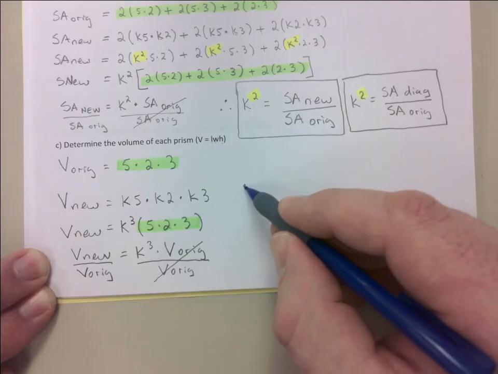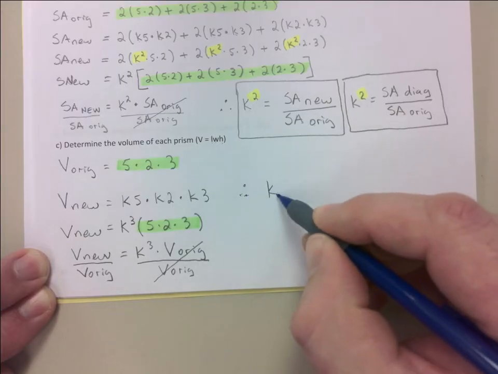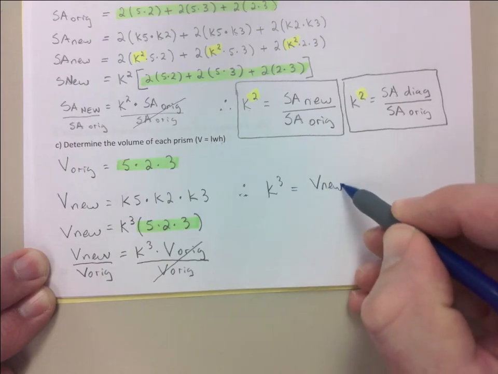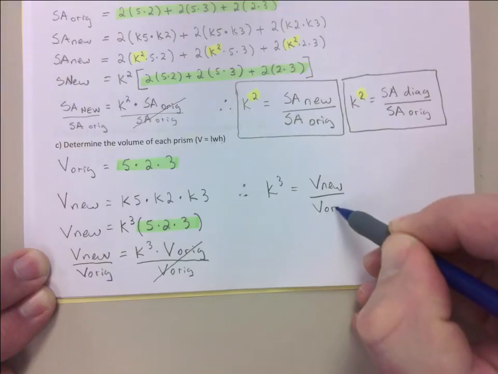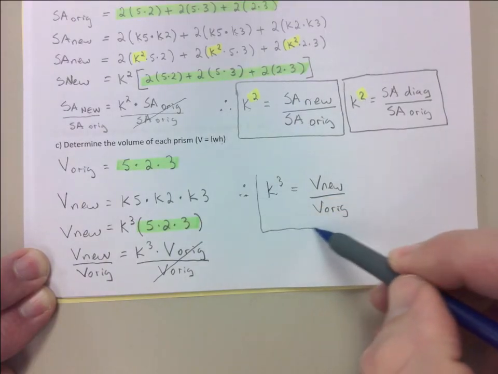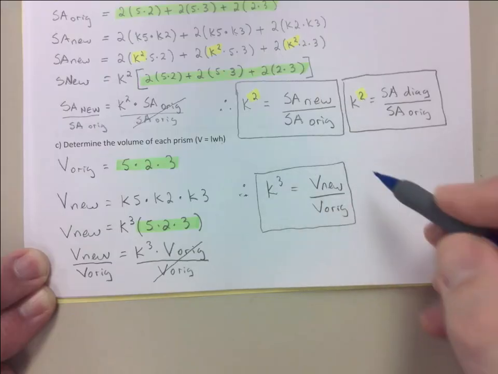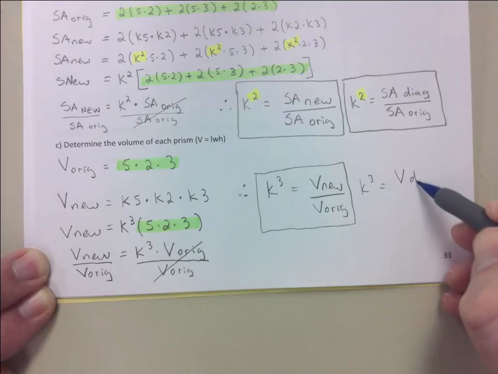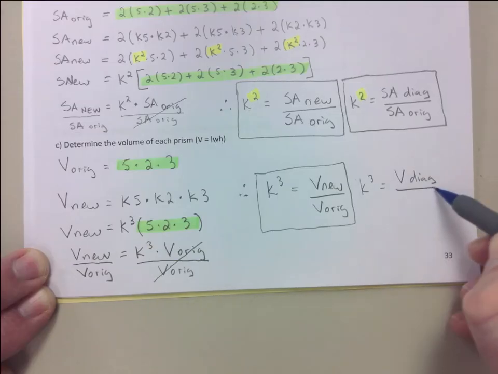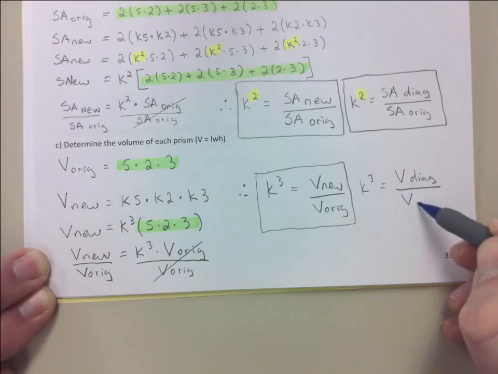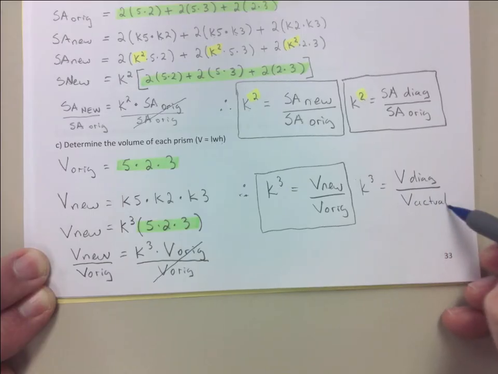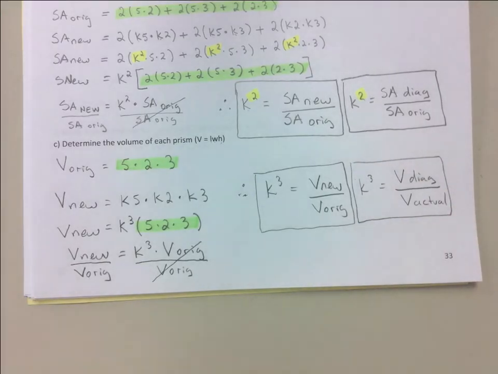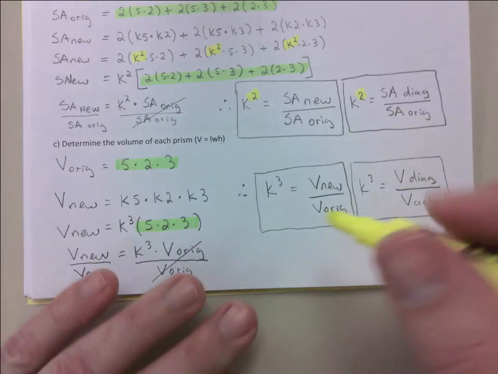So we're going to go therefore K cubed is volume of new over volume of original. That's formula number 1. Formula number 2 is volume of diagram over volume of actual. I made a mistake earlier. I see that now. I'll fix it in a bit. Let's just finish this.